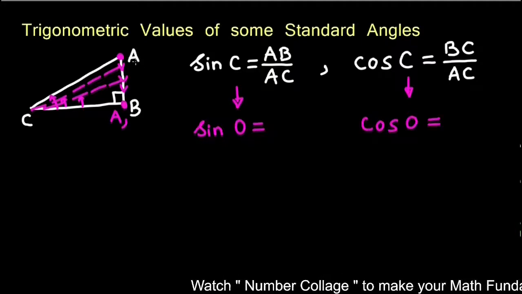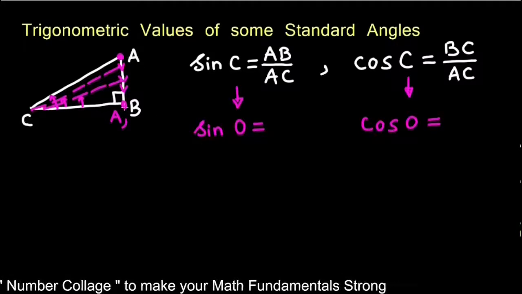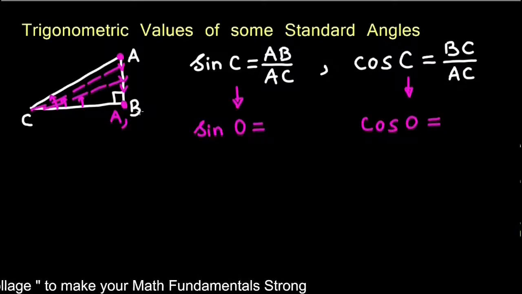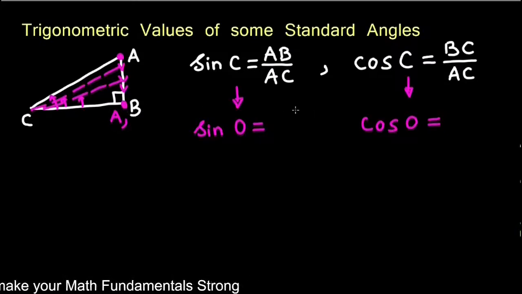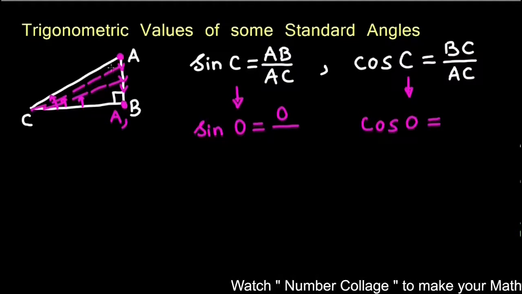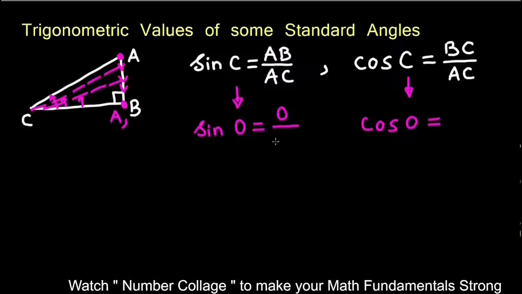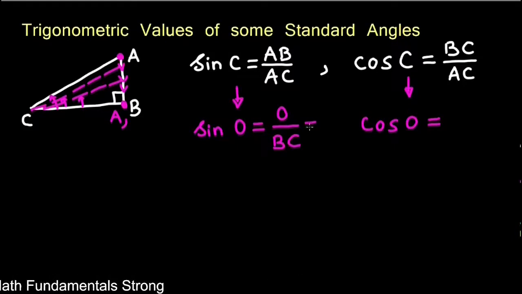Now let us see what happens to length AB. Since point A is coinciding with point B, points A and B will be one and the same, so length AB will be 0. So in place of AB we write 0. What happens to hypotenuse AC? When point A coincides with point B, hypotenuse AC becomes side BC. So in place of AC we write BC. That gives us sine 0 equals 0.